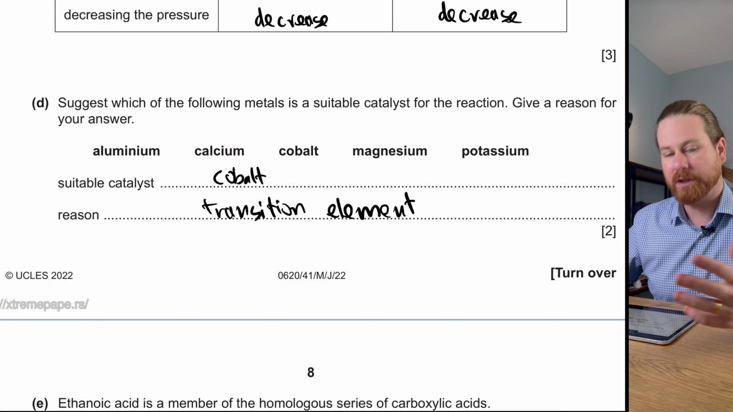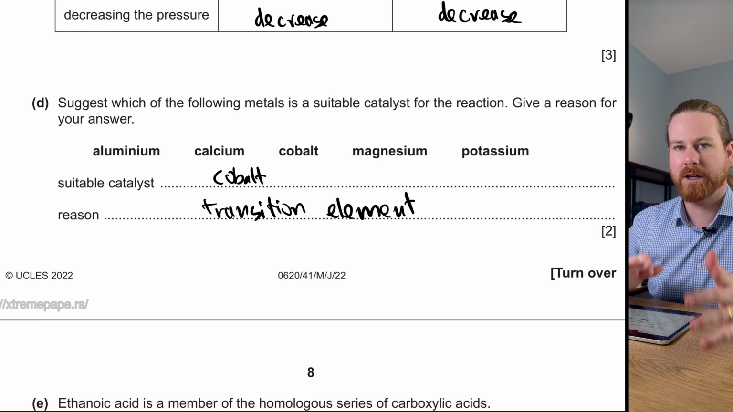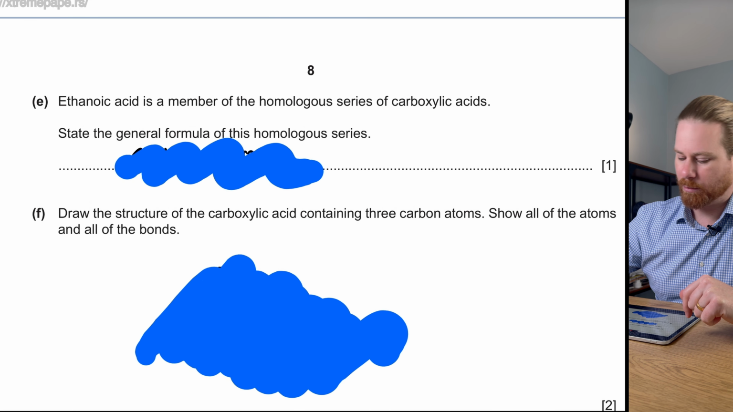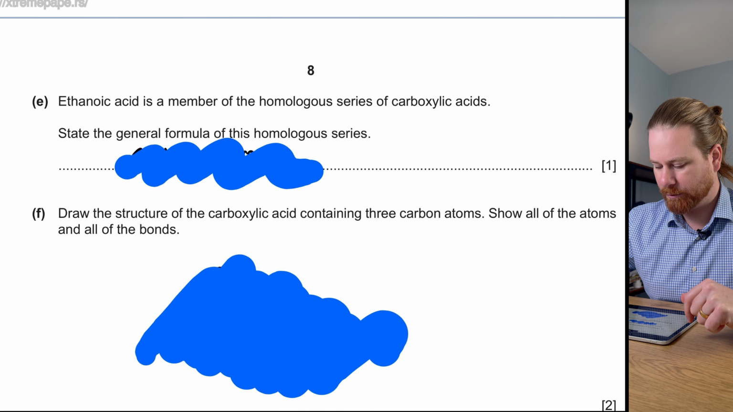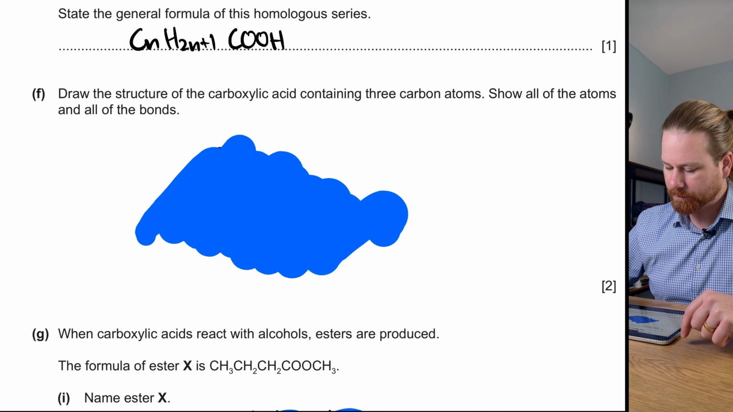Our answer is because it is a transition element. Transition elements always act as catalysts. The other metals do not. Ethanoic acid is a member of a homologous series. Give the generic formula for the carboxylic acids. So there we go. Again, just something to remember.